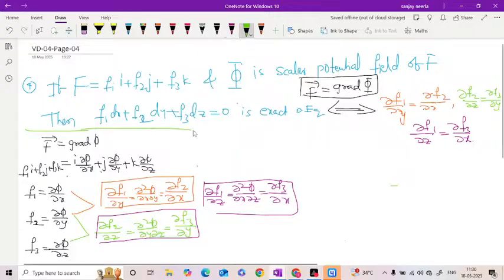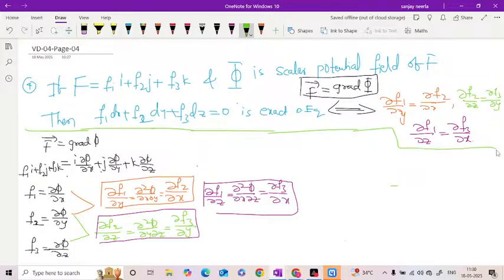Now we will solve 3 problems. After 3 problems we will stop our session. Okay Nandi. Now come to the first problem.